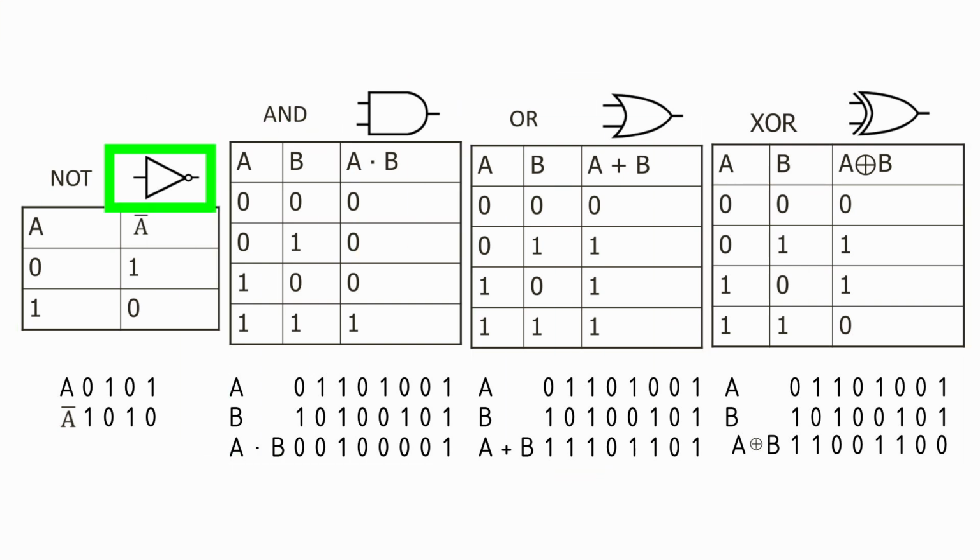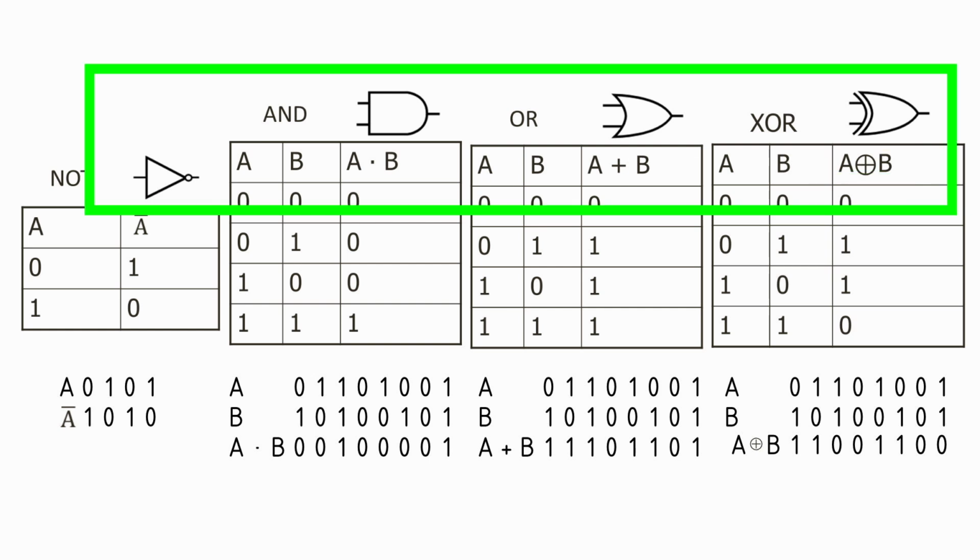These can be represented with gate symbols, as I show at the top of the tables here. They can also be represented with operating symbols. For instance, the line over the A can be used to represent not, the dot represents and, the plus represents or. The plus with a circle can represent exclusive OR. We're going to look at each of these and explain how they work.